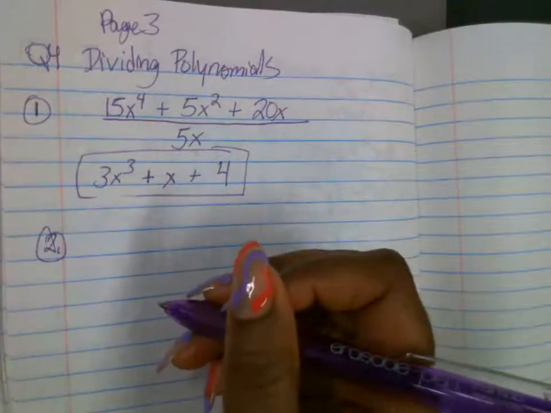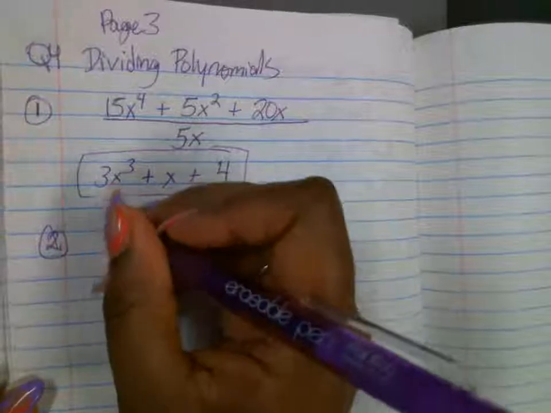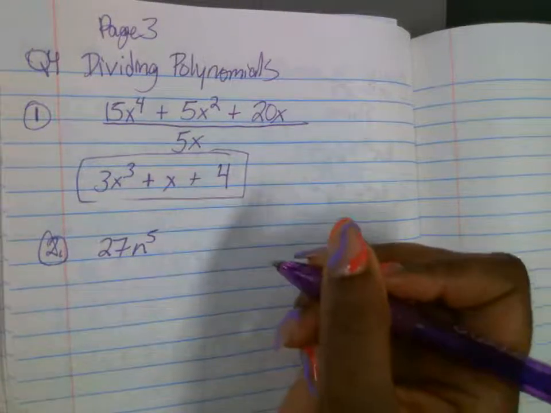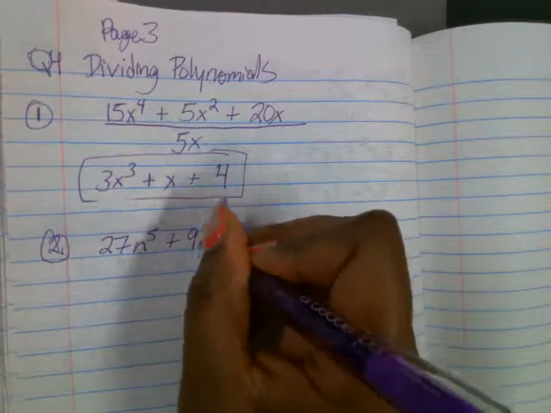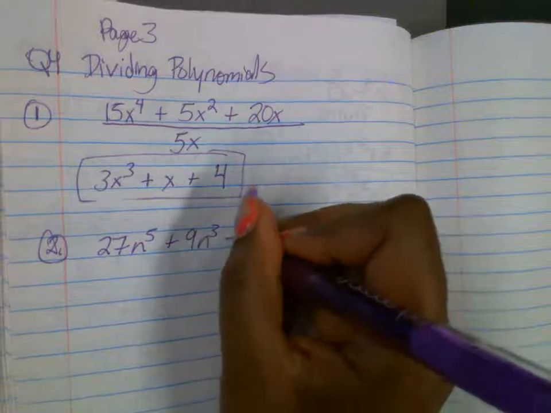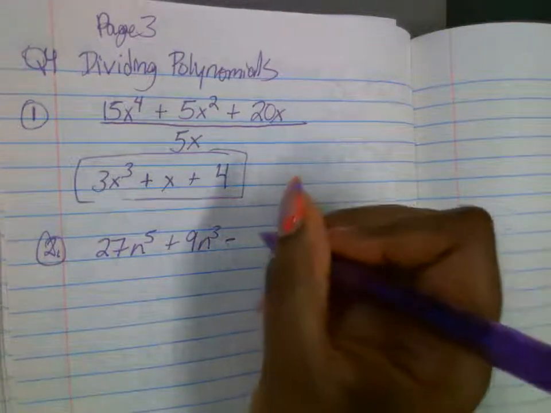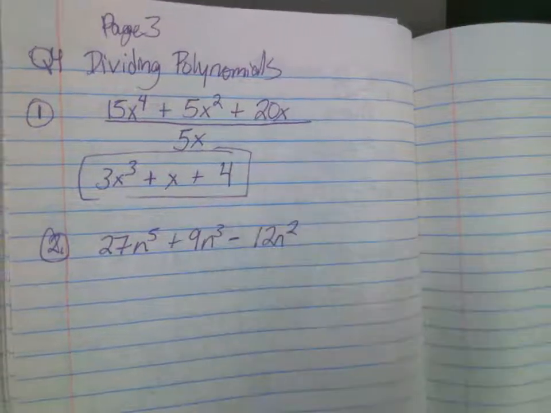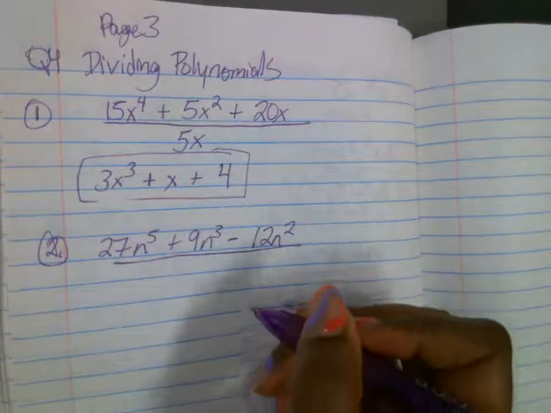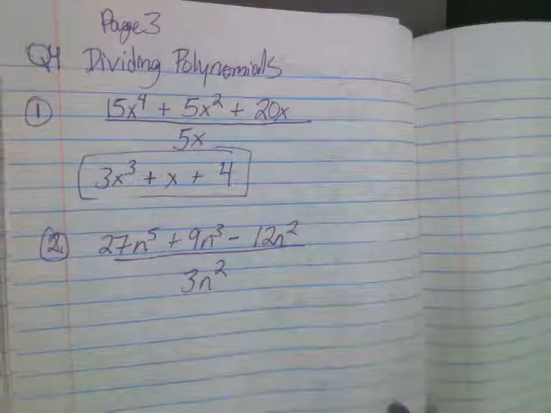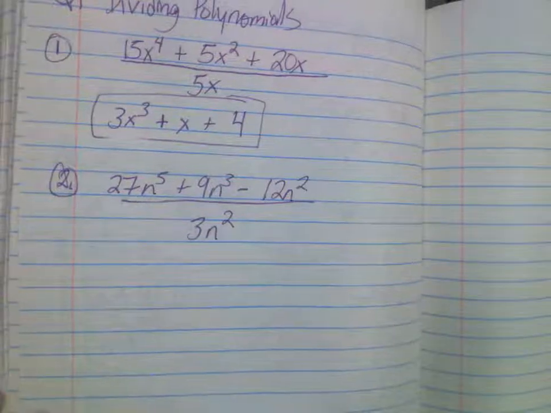All right, let's do another one. Let's suppose we have 27n to the fifth plus 9n to the third minus 12n to the second, and let's divide this by 3n to the second. See if you can do that on your own. See if you get the right answer, okay?